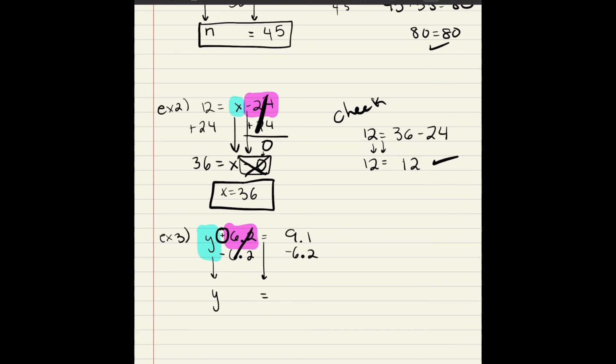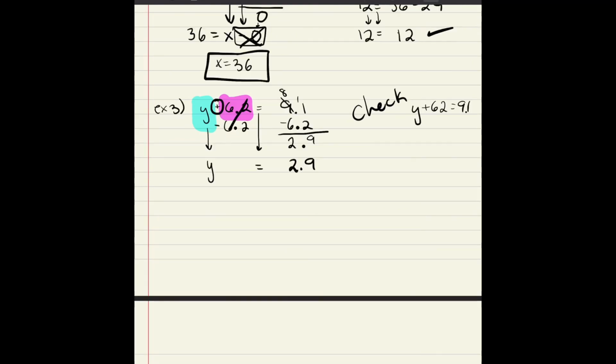equals, I'm going to do 9.1 minus 6.2, so can't subtract 1, so we borrow. 11 minus 2 is 9, bring my decimal down, and 8 minus 6 is 2. So y equals 2.9. Now I'm going to check this. So my original problem was y plus 6.2 equals 9.1. So I need to plug in what I got for y, which was 2.9 plus 6.2 equals 9.1.